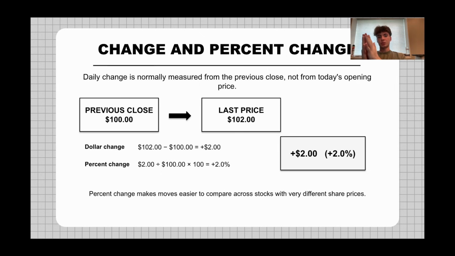Now you would think that daily change would be measured from 9:30 a.m., but it actually isn't. It's measured from the 4 p.m. of the previous day. It's not measured from today's opening. It's measured from the previous day's close.